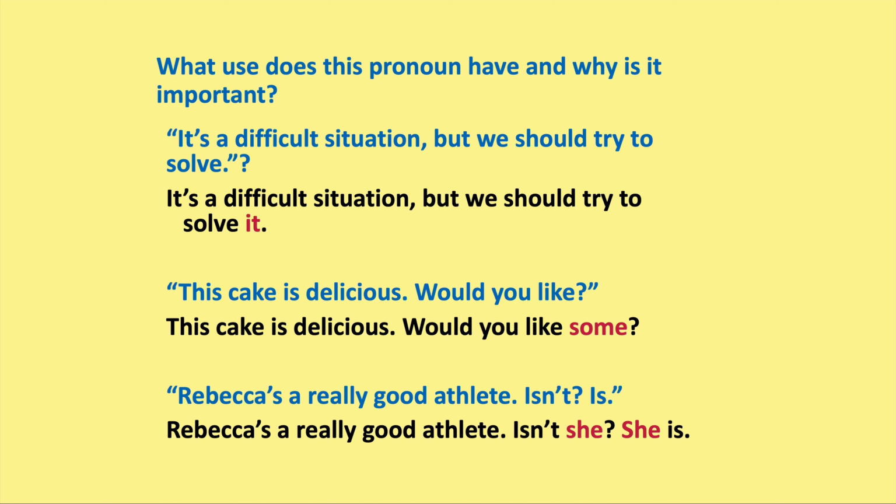"This cake is delicious. Would you like?" You would have to use the word "some". "Would you like some?" "Rebecca's a really good athlete. Isn't?" "Is." You have to write the pronoun "she". "Isn't she?" "She is." Just as these words in red are necessary in English, "en" is necessary in Catalan.